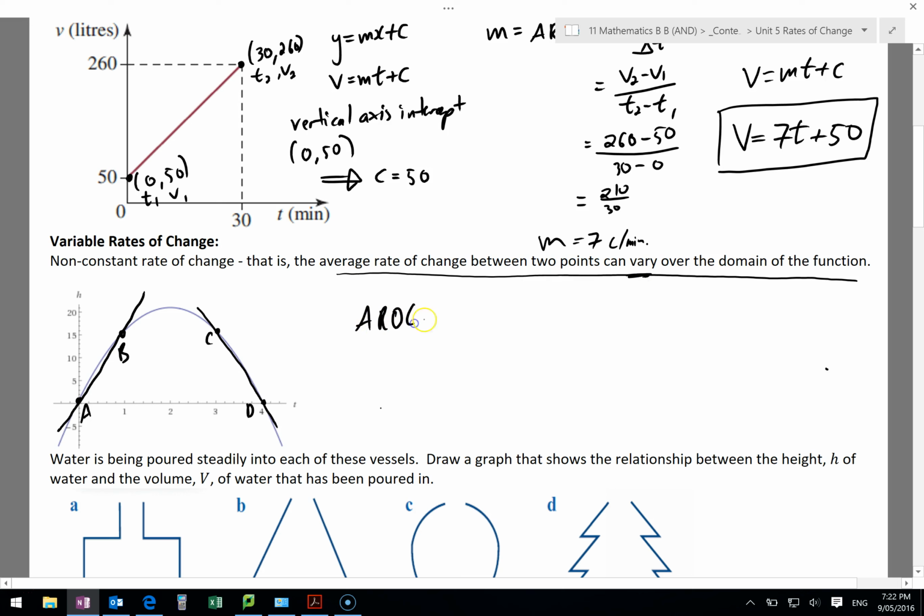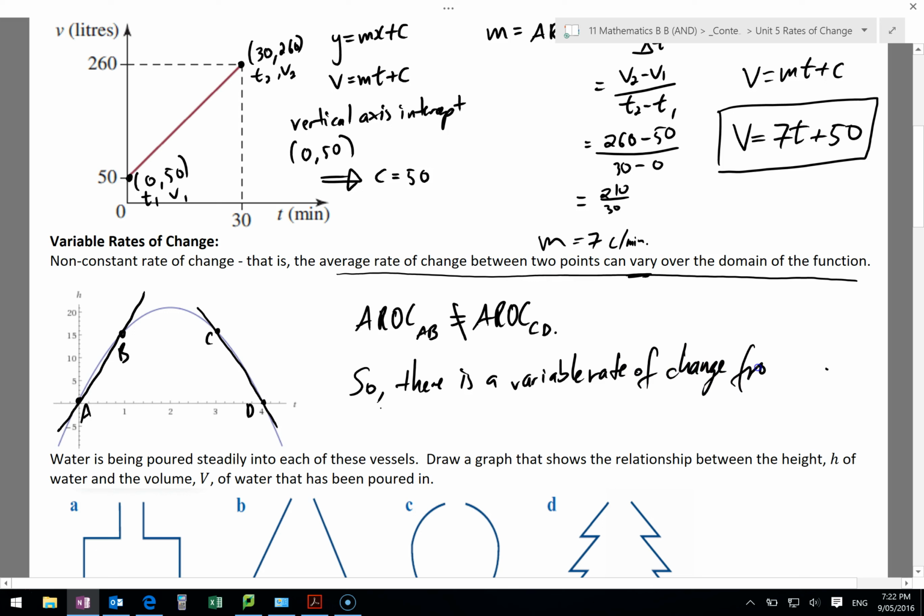So we'll note the average rate of change of AB isn't the same as the average rate of change of CD. So there is a variable rate of change from A to D. Okay, variable meaning not constant.